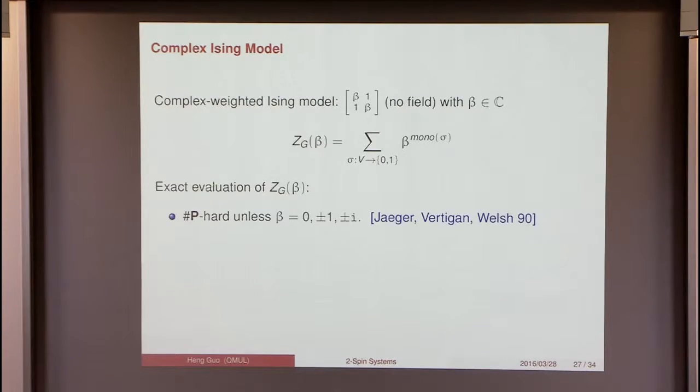And again, the exact evaluation is well understood. That's due to a result a long time ago by Jaeger, Vertigan and Welsh. So this is #P-hard unless in some trivial cases, when beta is 0 or plus minus 1 or plus minus i. So this becomes interesting for us.